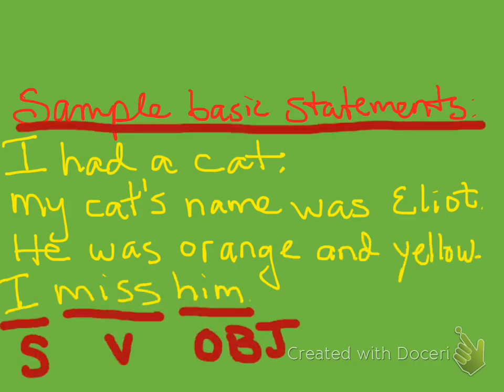Here are some sample basic statements. I had a cat. My cat's name was Elliot. He was orange and yellow. I miss him. And in that final sentence, I miss him, you can see I is the subject, miss is the verb, him is the object. So we don't have other phrases hanging all over the sentence. We don't have a big phrase before the subject or after him or in the middle of the sentence. We just have those very basic elements. And these are fine. You should use these sentences. You just can't use them all the time. It's like too much peanut butter and jelly.